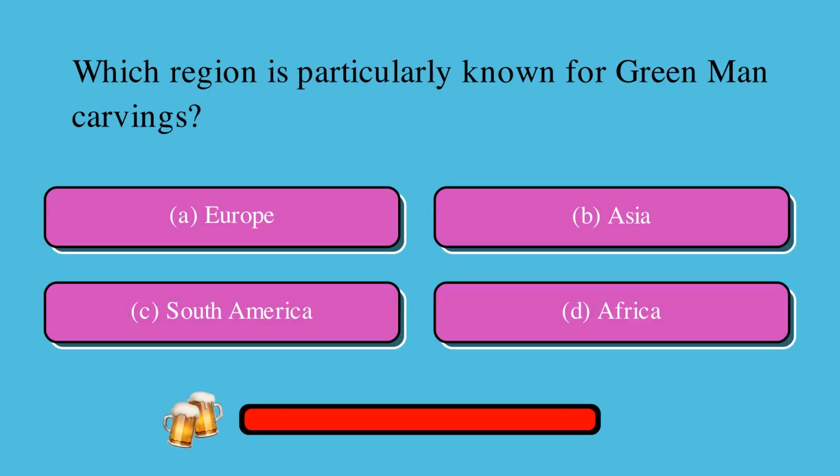Which region is particularly known for Green Man carvings? Is it A, Europe, B, Asia, C, South America, or D, Africa? The correct answer is A, Europe.